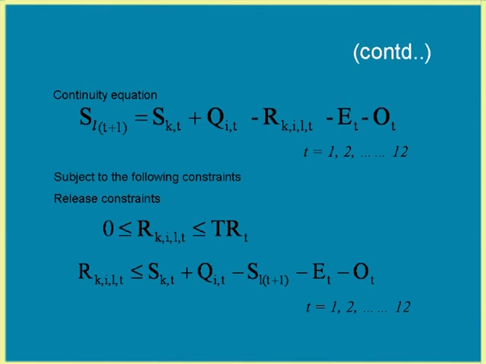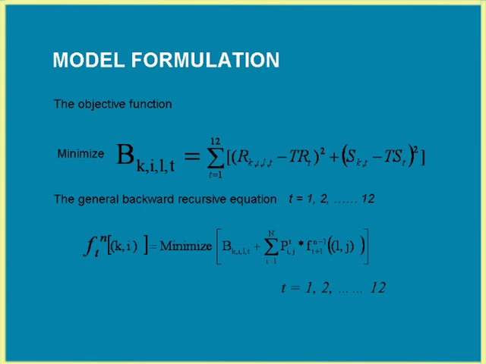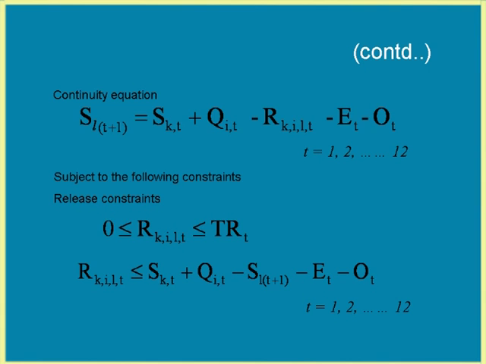And which is equal to the combined release for various combinations minus the target release, squared. That means this is the release required, and this is the release made from the model, and its deviation, plus this is the required target storage, and S_K is the actual storage resulted from the model. The deviation should be less. So my objective is minimization of this value over a period of 12 months. And this is the recursive equation subjected to our continuity constraint, and then release constraint, storage constraint, and a surplus constraint. Right? These are all nonlinear constraints.